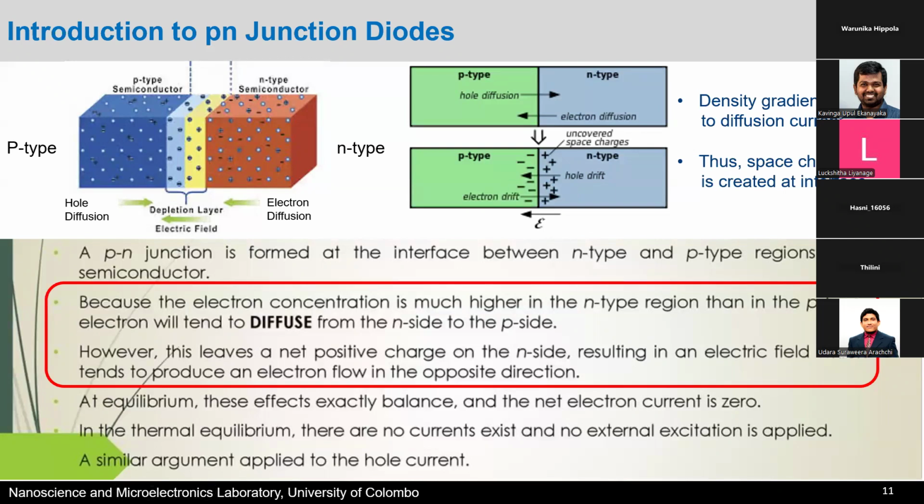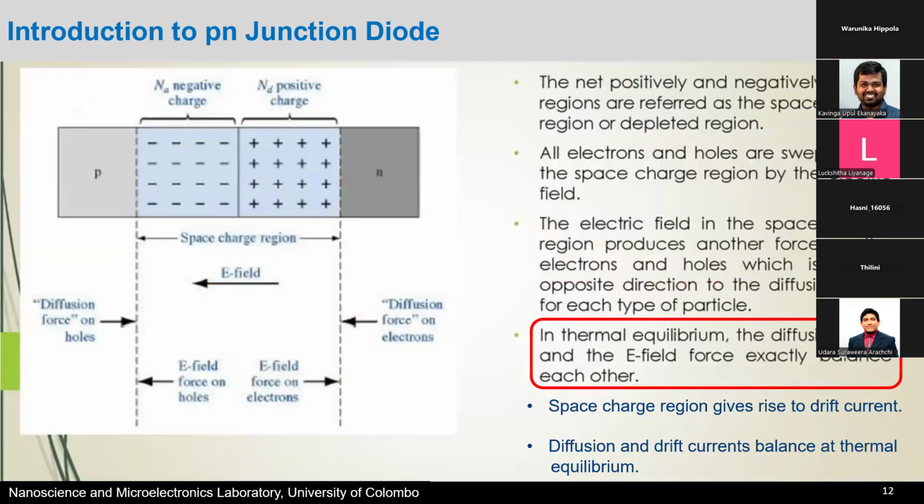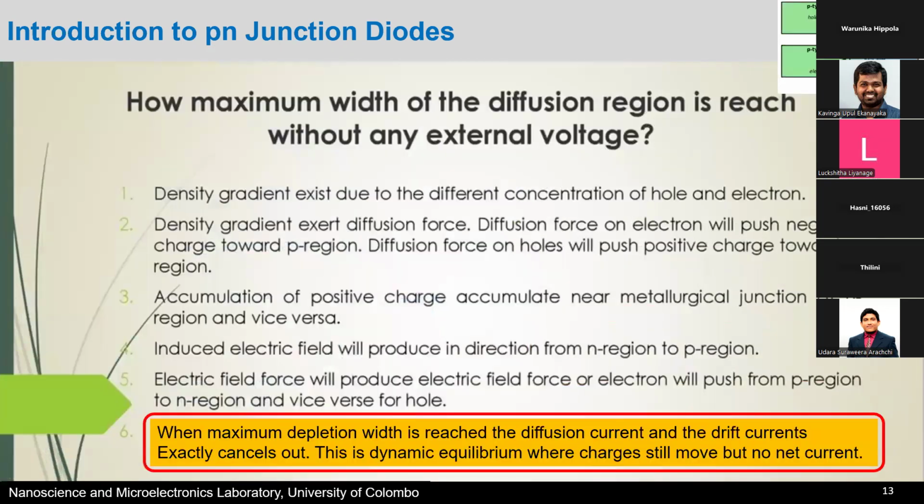So as this keeps on happening, we call this area the space charge region, and the space charge region keeps expanding as this phenomenon is happening, right? And then at a particular point, at thermal equilibrium, this diffusion force and the electric field force actually balance each other, right? So the space charge region gives rise to the drift current, and the diffusion and drift currents finally get balanced at thermal equilibrium, as we call it, right?